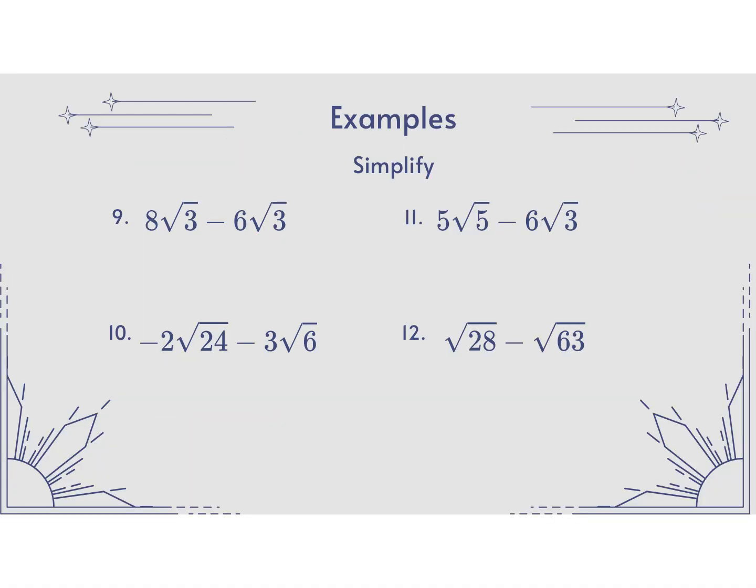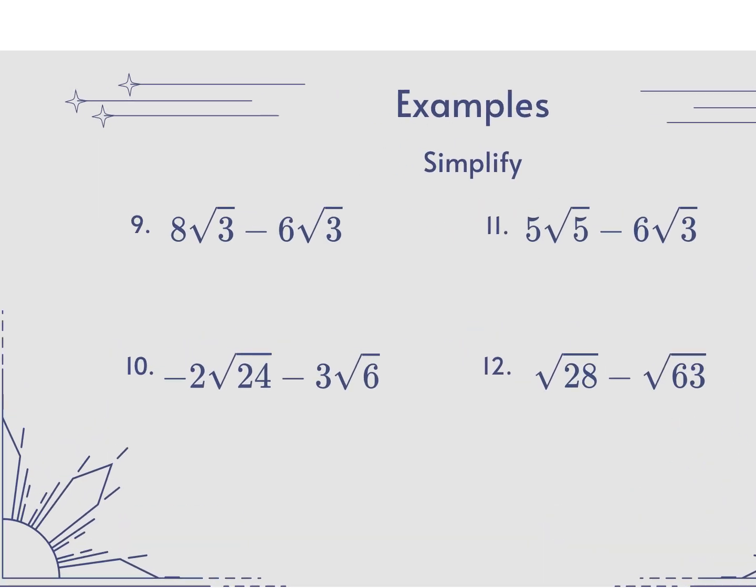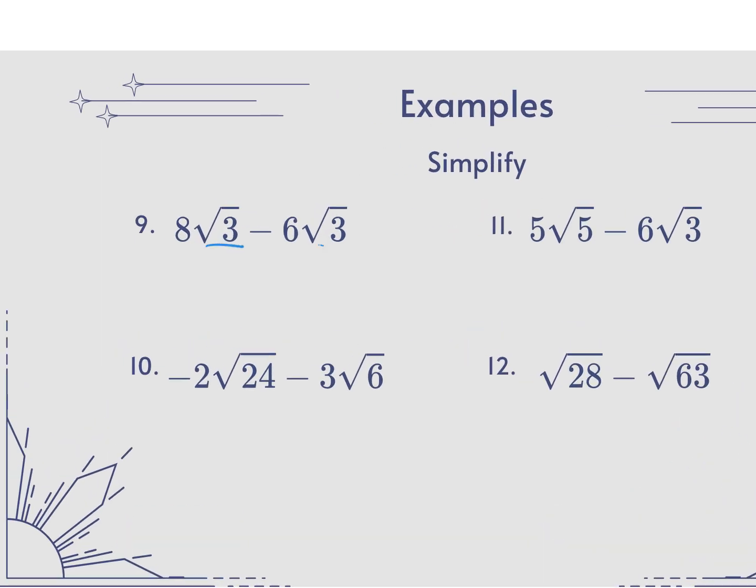All right, so we're doing some examples. Some of these look a little bit easier than the others. This first one should be pretty easy. I see a square root of 3 and a square root of 3. All I have to do is combine the numbers in front. So it's 8 and a minus 6.